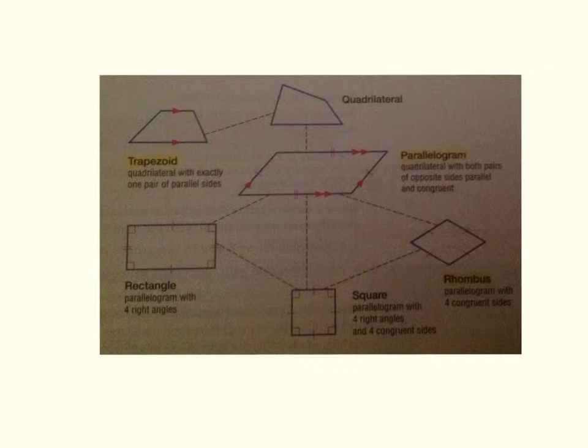From the parallelogram, you have your rhombus, your square, and your rectangle. And you can see that the definition of a rectangle is a parallelogram with 4 right angles. Well, a square is also a rectangle because a square has 4 right angles, but a rectangle cannot be a square because the definition of a square is that it has 4 right angles and 4 congruent sides. So a square can be a rectangle, but a rectangle cannot be a square.